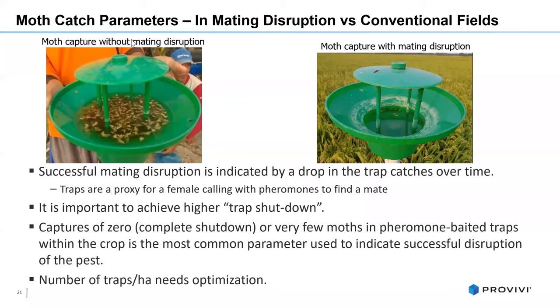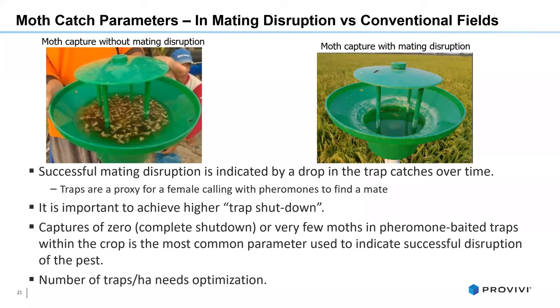Next slide, please. The next few parameters are very general parameters, just like chemical insecticide evaluation or a biological insecticide evaluation. So those are the things that we start looking at other than moth capture parameters. Okay, I think it's coming through.